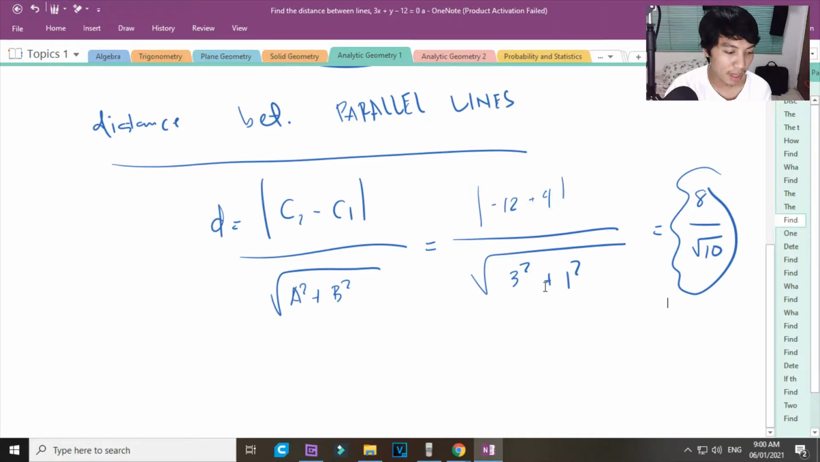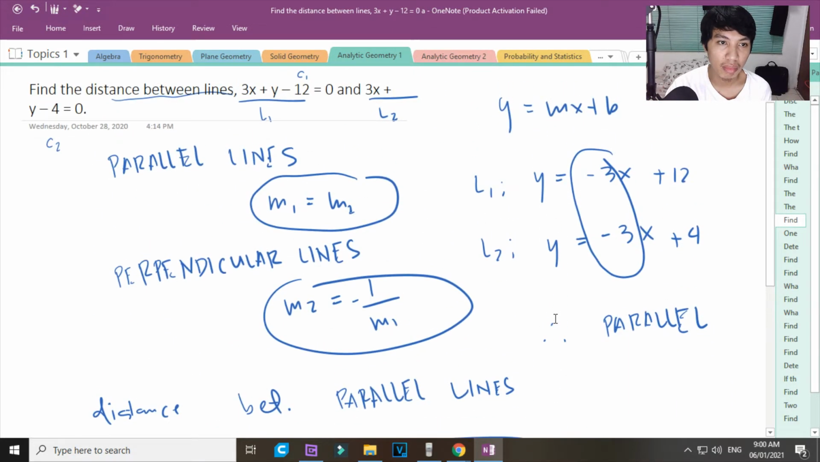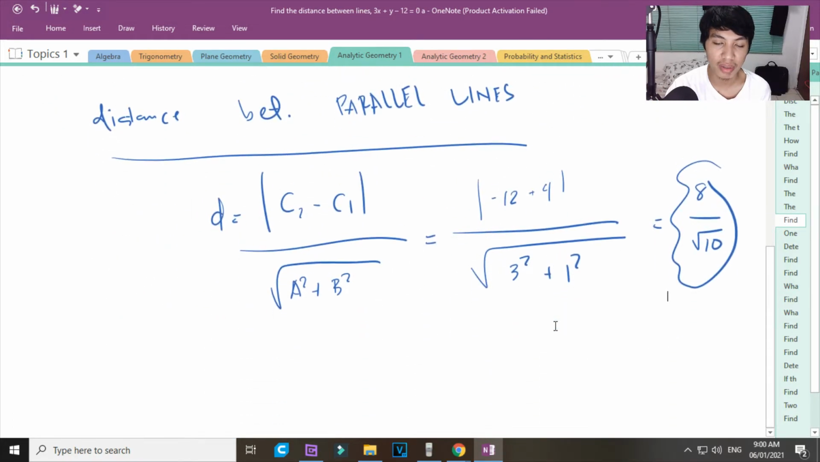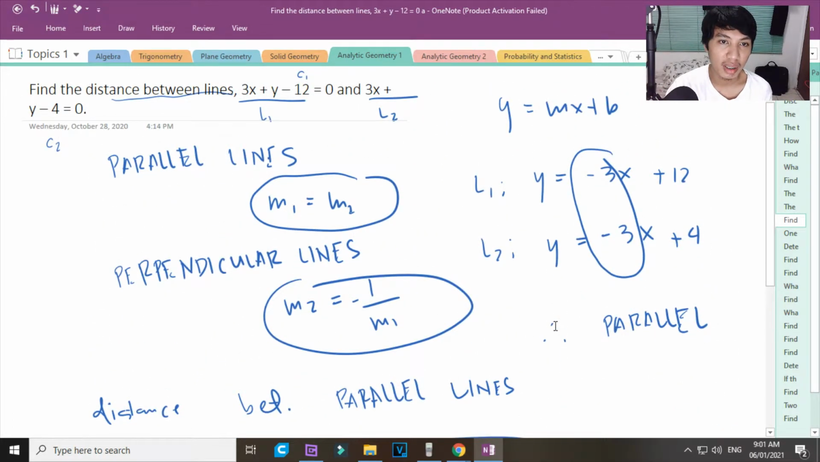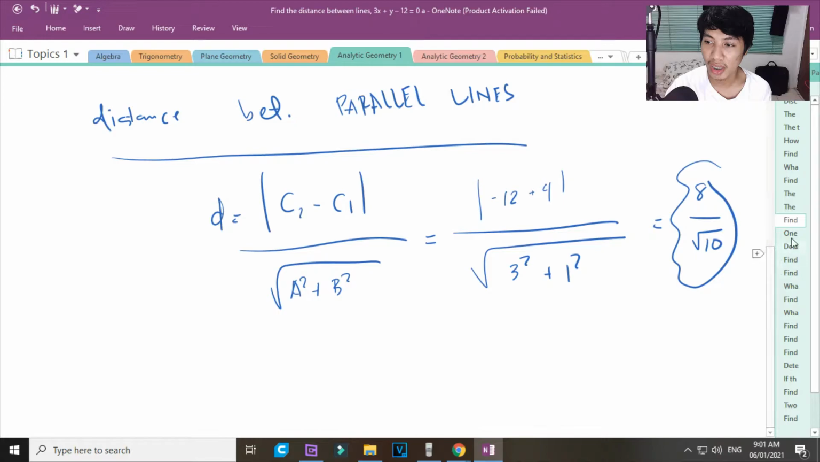3 squared plus 1 squared. Hindi. Ay, tama. A squared, B squared. Tama yan. Tama yan, tama yan. And that is for ng part 2.